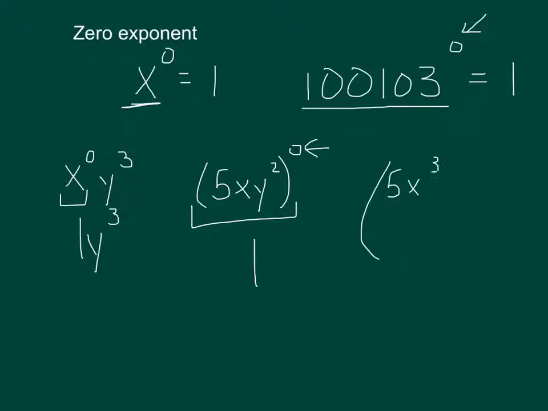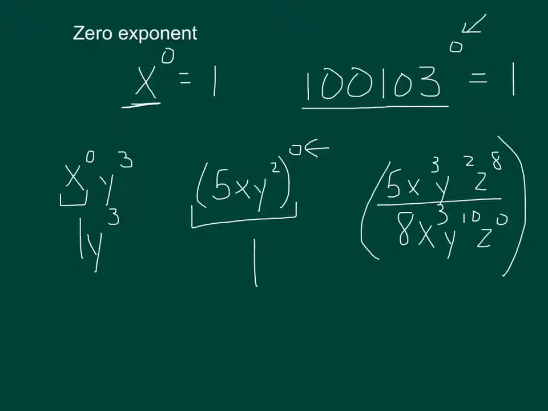The next question has tons of stuff on top: 5, x to the third, y squared, z to the 8th. Tons of stuff on bottom: 8, x to the third, y to the 10th, z to the 0. I could simplify this using all our division and multiplication rules, but the fact that I have a 0 for an exponent, the entire base makes no difference. All I'm focusing on is that 0 for the exponent.